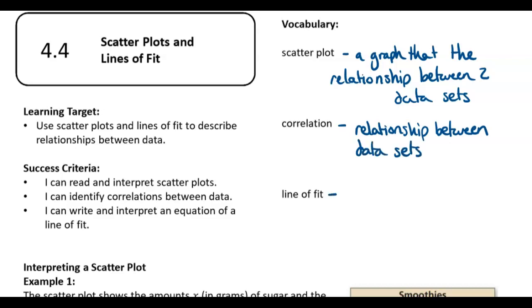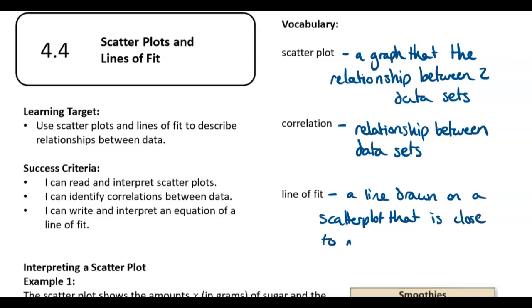And then the line of fit is a line that is drawn on a scatter plot that is close to most of the data points. It may not go through all of them, but it's kind of in general in the middle of all of them. Okay, if you need to pause so you can copy those down, go ahead and do so now.